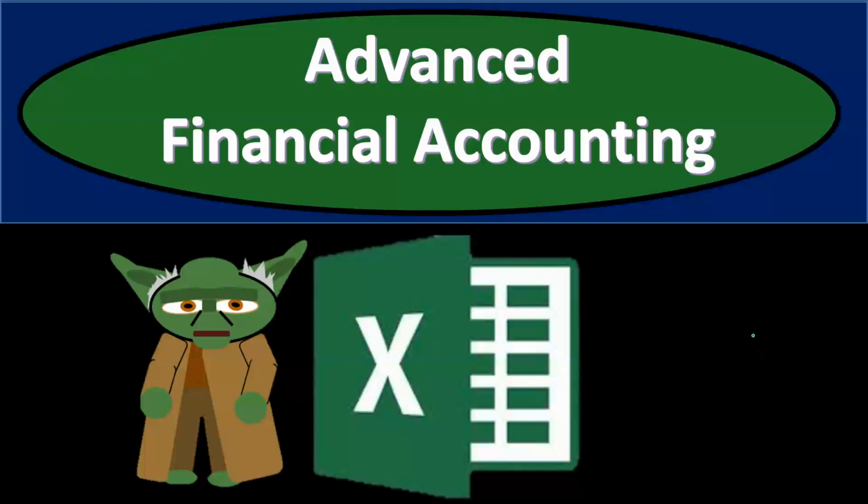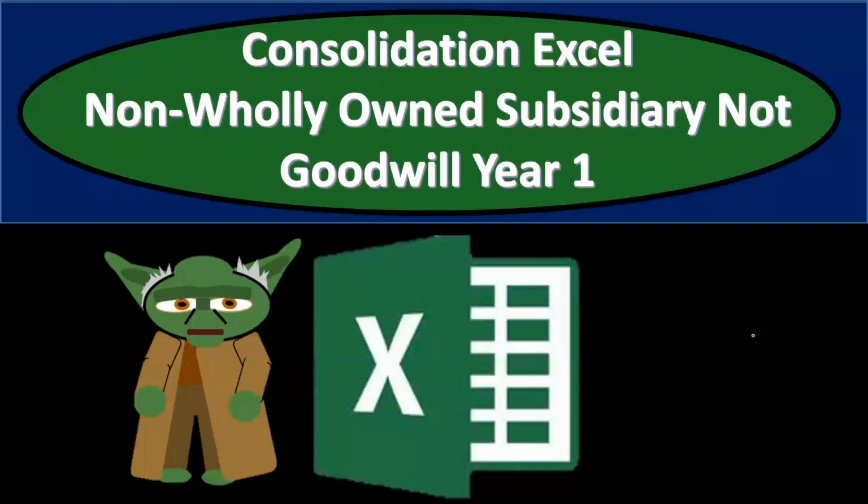Advanced Financial Accounting. In this presentation, we're going to work a consolidation problem in Excel where we have a non-wholly owned subsidiary, no goodwill, and we're going to consolidate them 1 year after the point of consolidation. In other words, we have two companies involved. P and S are going to be our two companies. P purchasing S as of year 0 at the point 0, then 1 year later is going to be the point of consolidation. It wasn't 100% that was purchased, so something under 100% was purchased, so you have a controlling interest, but not a full 100% interest.